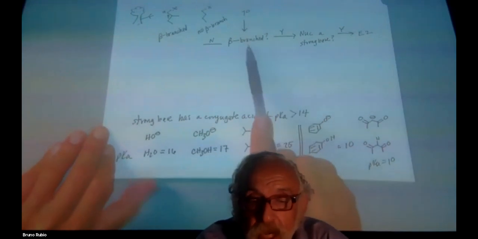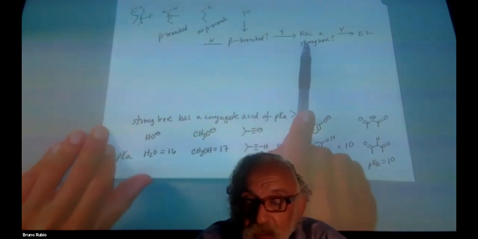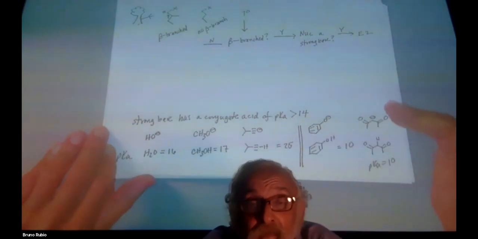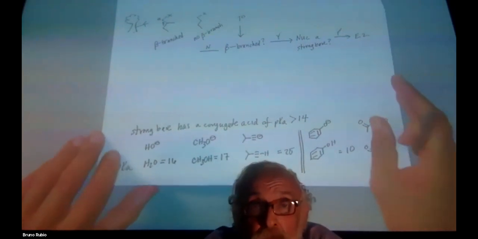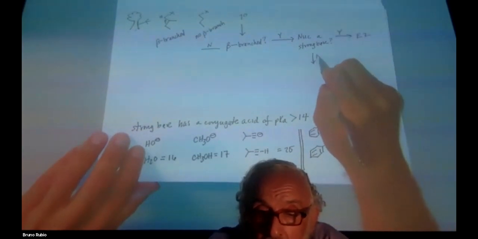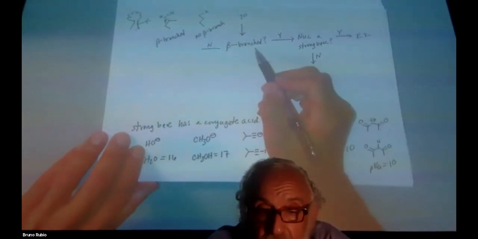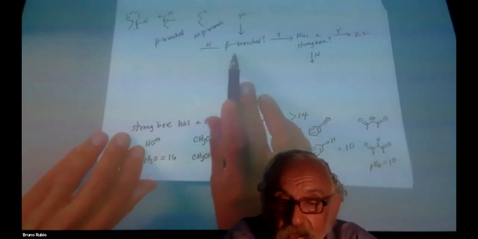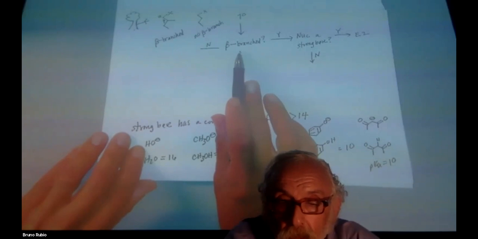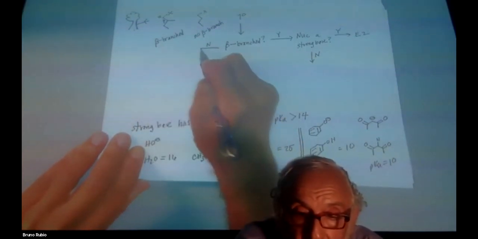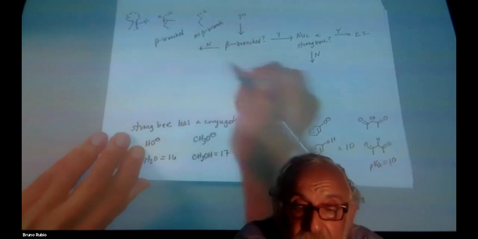Primary substrate, beta branching, yes. Nucleophile a strong base, yes. You're going to get E2. The nucleophile can't get in there to push the leaving group out. All right, so here we need a no. Okay, and so the substrate wasn't beta branched.